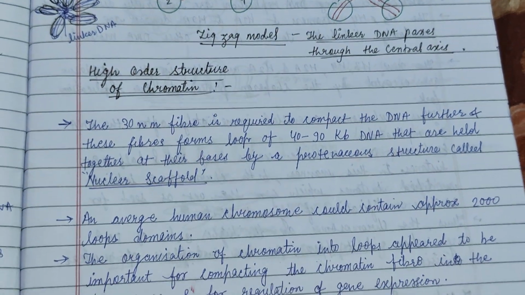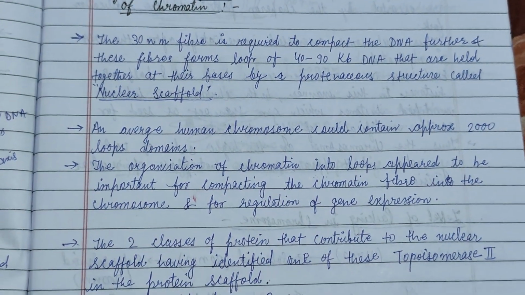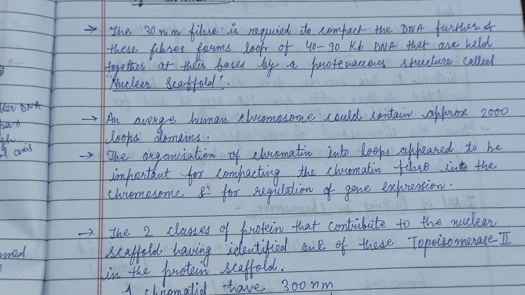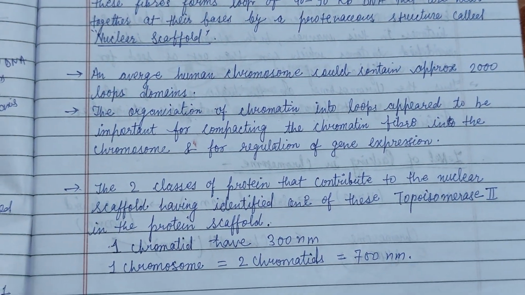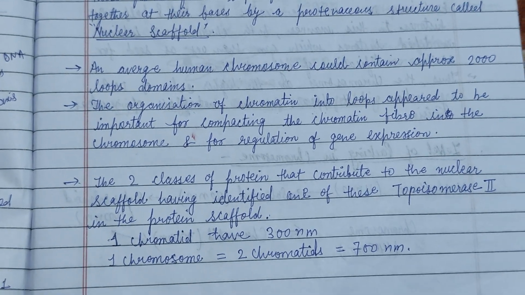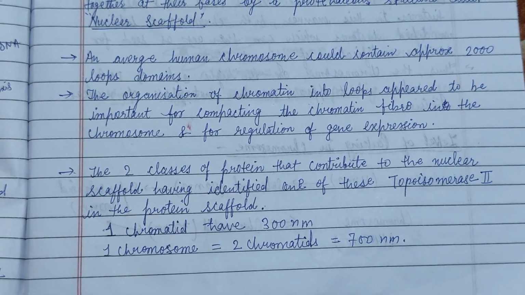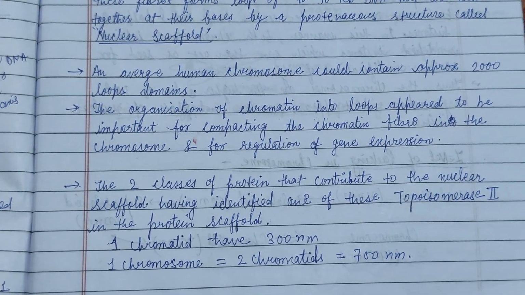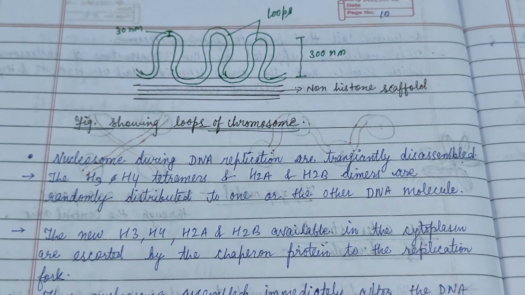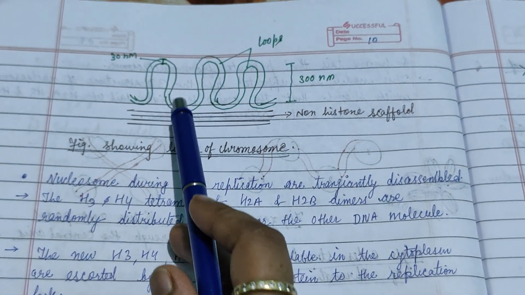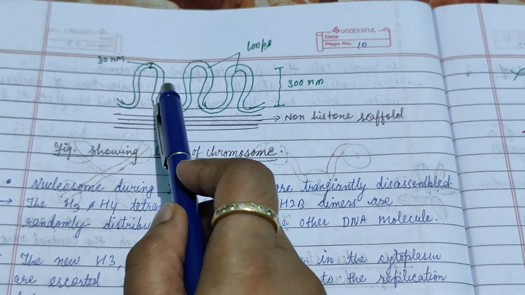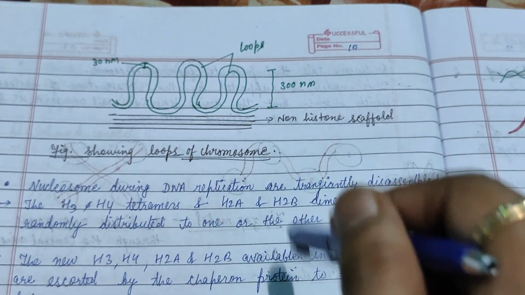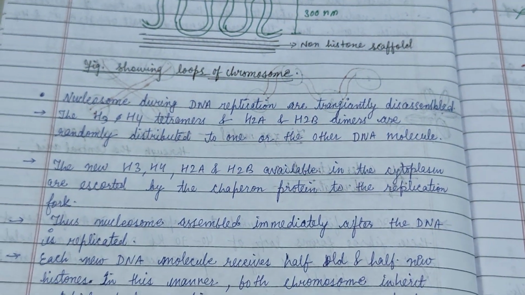Higher order of the chromatin structure: a proteinaceous structure known as the nuclear scaffold compacts the DNA structure. An average chromosome could contain approximately 2000 loops. Two classes of protein contribute to the nuclear scaffold, and one of these identified is topoisomerase 2 in the protein scaffold. This figure shows the loops of the chromosome, 30 nanometer in length, and there are many loops, 300 nanometer in width, and the non-histone scaffold.